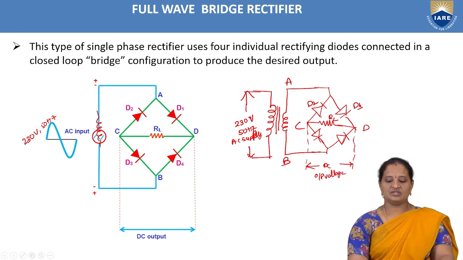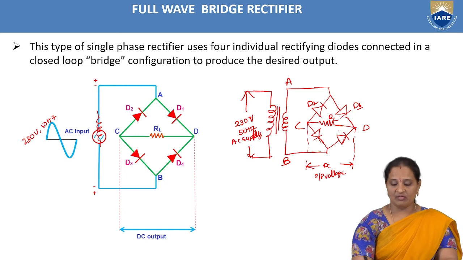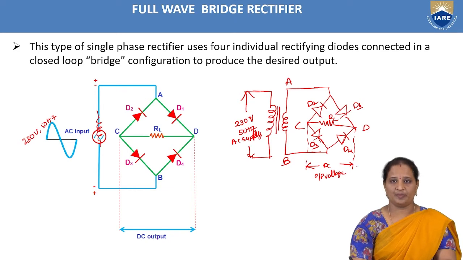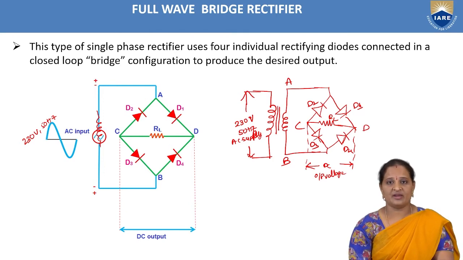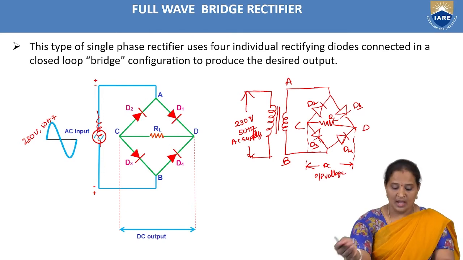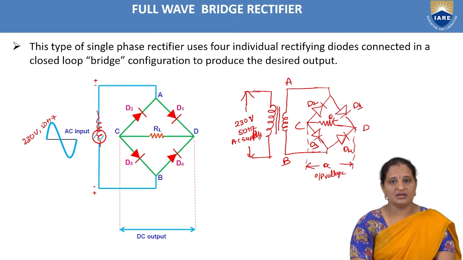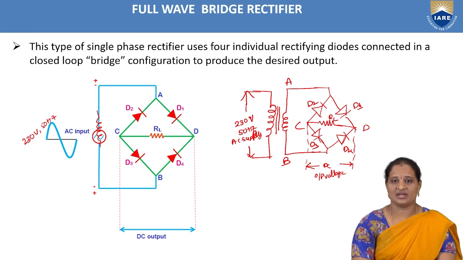So this is the structure of the diodes, and the numbering of the diodes, if you see D1, D2, D3, D4, means the numbering of the diodes is given in an anti-clockwise direction. And here this is the complete circuit diagram of a bridge rectifier which uses 4 diodes. Now here, as all the 4 diodes are connected in bridge configuration, this rectifier is called a bridge rectifier.